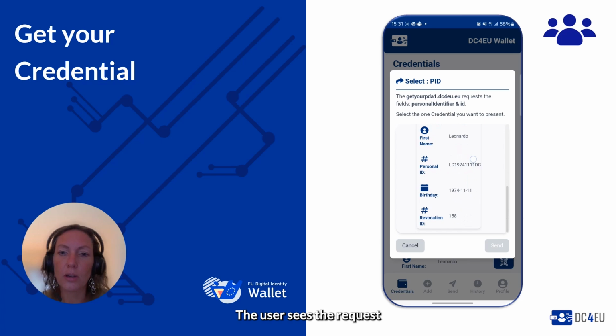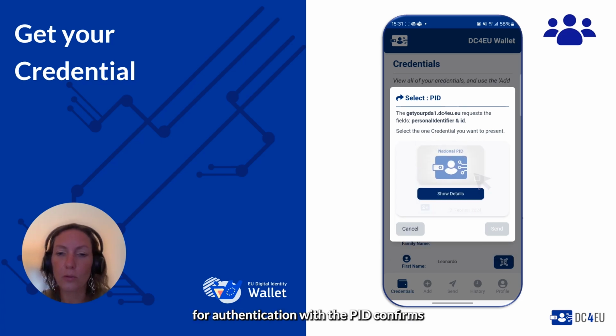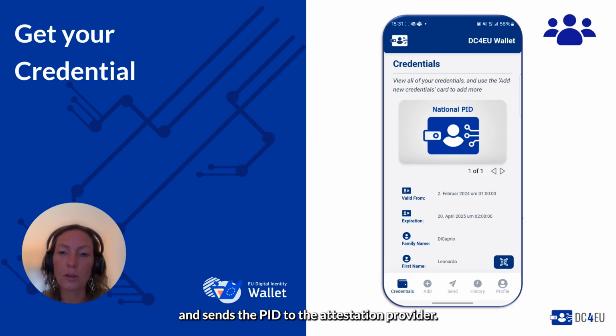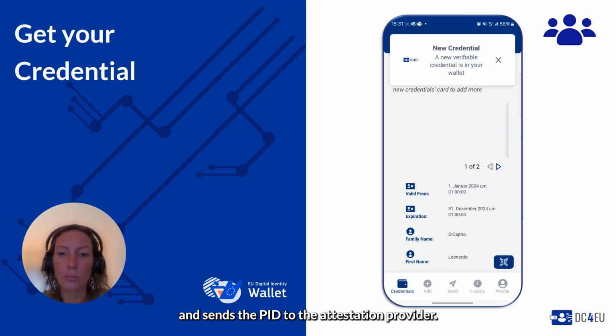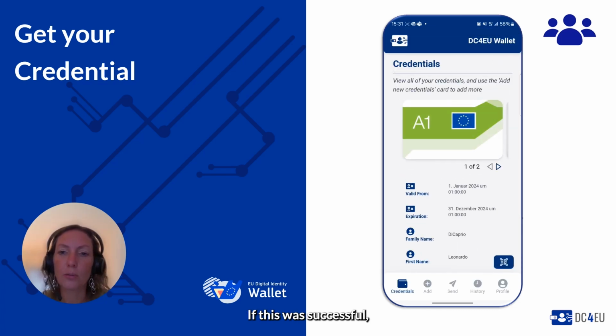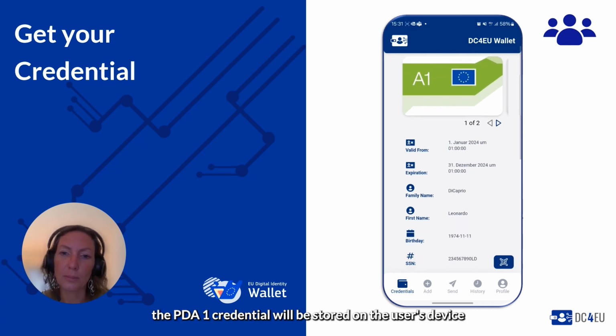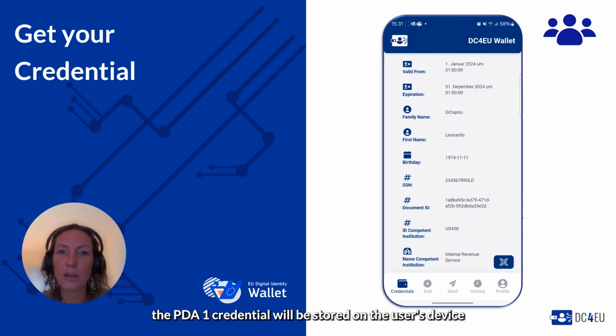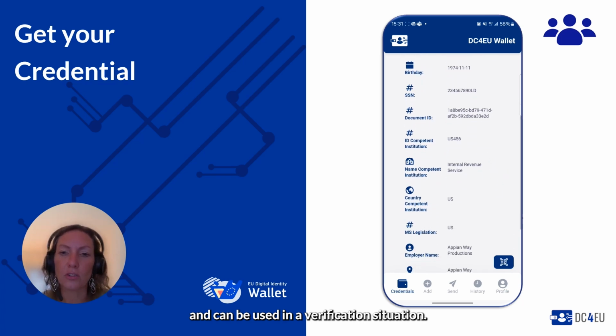The user sees the request for authentication with the PID, confirms, and sends the PID to the attestation provider. If this was successful, the PDA1 credential will be stored on the user's device and can be used in a verification situation.